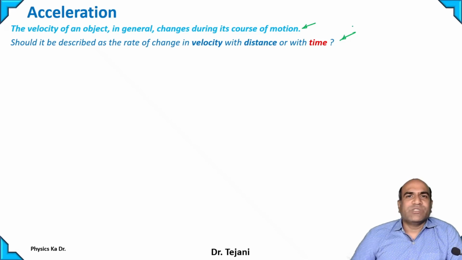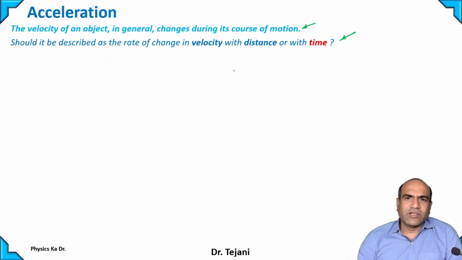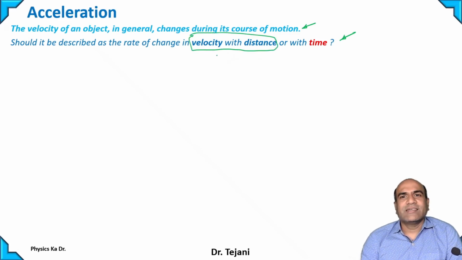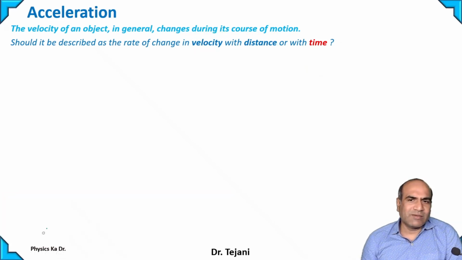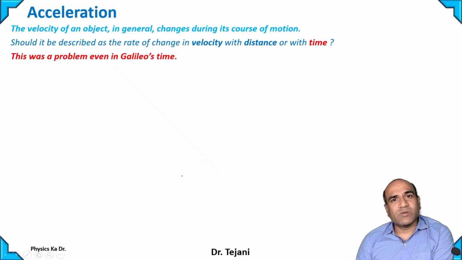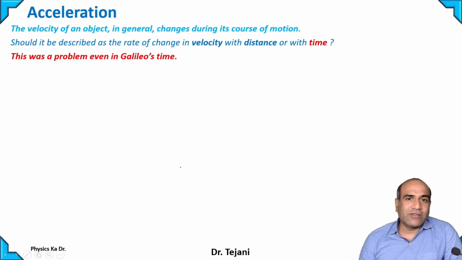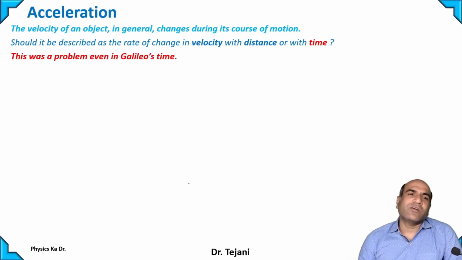Before acceleration was defined, people were confused. What should acceleration be? What should be the relation for that? Should it be velocity divided by distance, or velocity divided by time? There was a confusion among scientists and researchers, and this problem was faced by Galileo. In Galileo's time, the problem was there. How to define this acceleration? There was no logic for that.